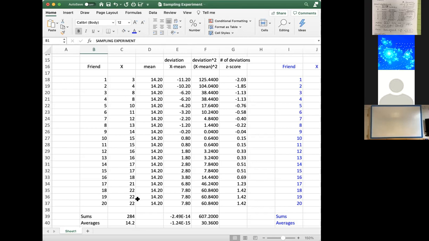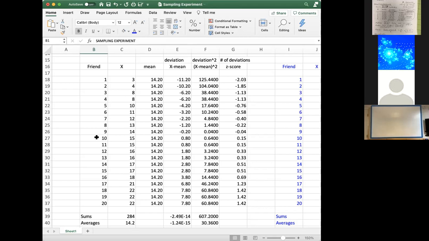But that's not a very good description of the middle, right? If you wanted to know about your average friend, does your average friend have $22 in their pocket? The answer is no. A couple people had $22, three people actually. But most of your friends had less than that. In fact, all the other friends had less than that. So the mode is $22. It is the number that occurs most often, but it is not a good description of the middle.